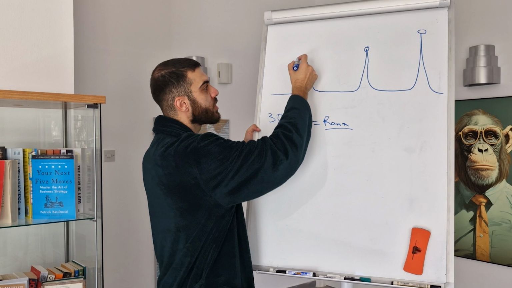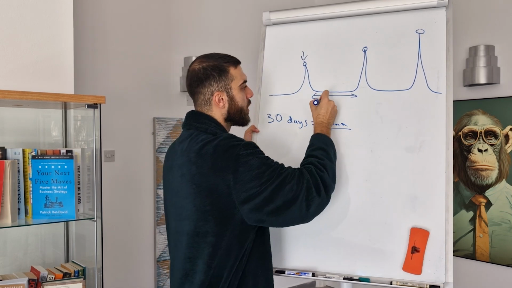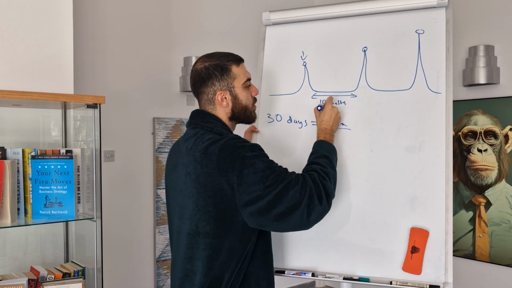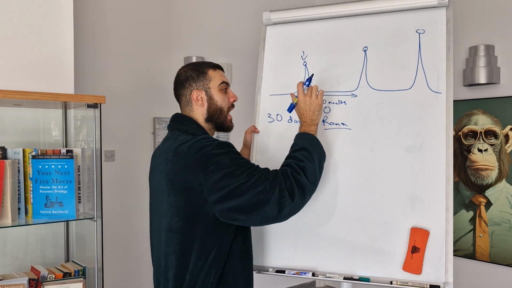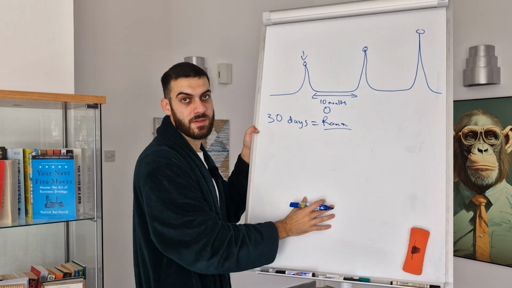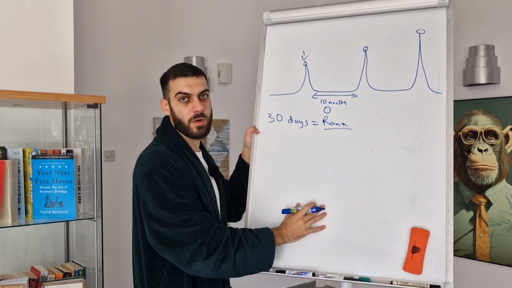Now here's the thing. You publish your book right here. Great. Well, now you have what? You have 10 months of zero data, zero sales. Amazon has zero data on your book for 10 months. So basically you are not growing your book for the next 10 months.